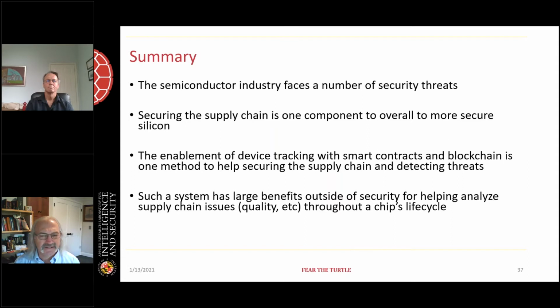Let me summarize here. We have a lot of issues on security that are increasing, and securing a supply chain is just one part of the overall secure solution. And I think it dovetails quite nicely with the traceability work that David talked about earlier. Device tracking and smart contracts are at the early stages, but this is going to be really helpful in being able to track things into the future. And the benefits of having such a system are hugely important going forward for the economic vitality of all of us working in semiconductor.